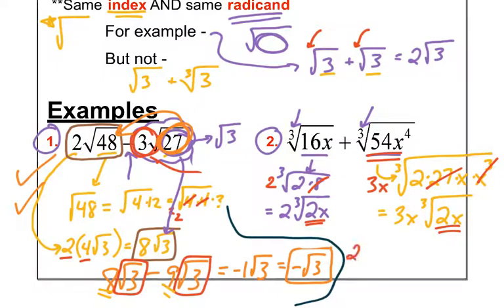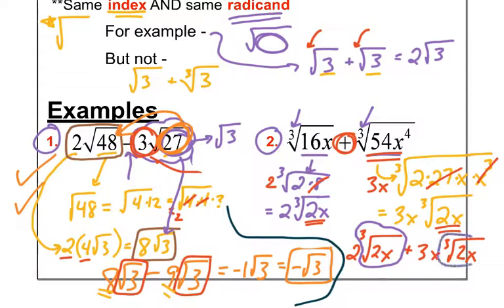We have 2 cube root of 2x, and the original operation was a plus. We're going to add 3x cube root of 2x. All right. Same index, check. Same radicand, check. I've got 2 rocks over here. I've got 3x rocks over there. So I basically have, well, I can't really add 2 and 3x, but I'll just write it as an expression. I have 2 plus 3x rocks. And there you go. There is your final answer for number 2.